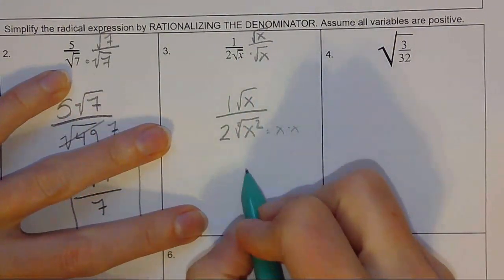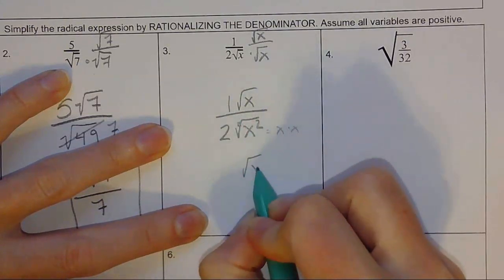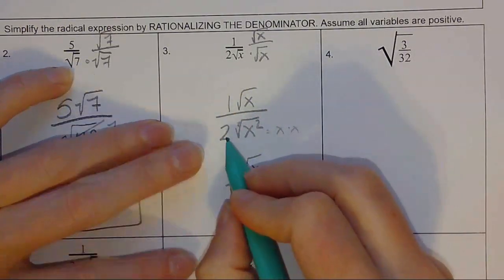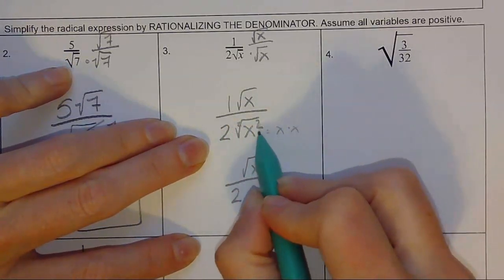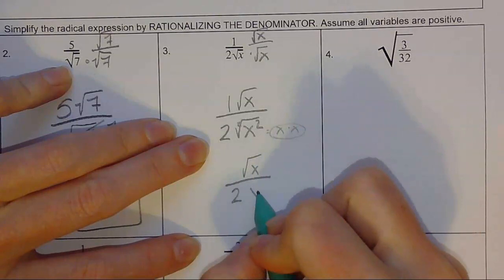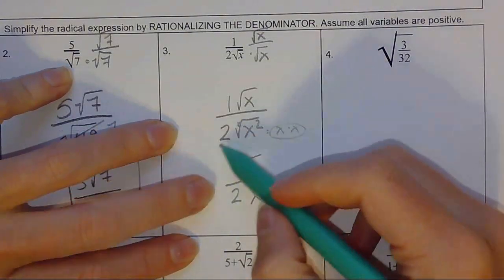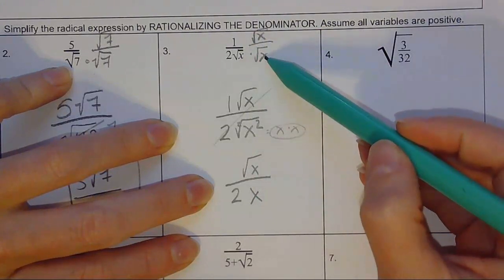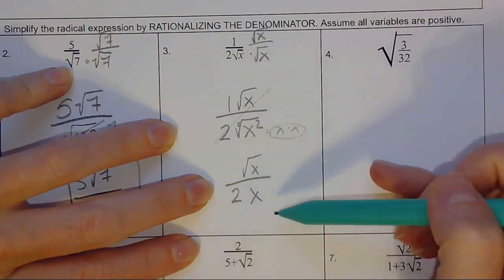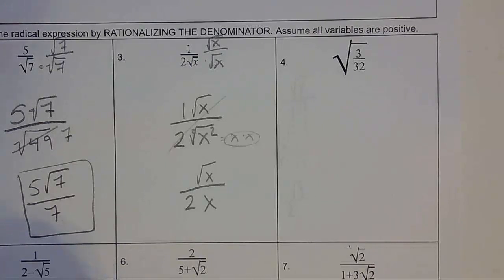So I'm going to go ahead and write it nicely. The top is just root x because I can get rid of that 1. The bottom is a 2. The square root of x squared, I'm looking for groups of size 2, is just x. Again, you could have skipped this entire step and gone straight down here. Root x times root x is just x, and then 2 times x is 2x. All right, moving on to number 4.